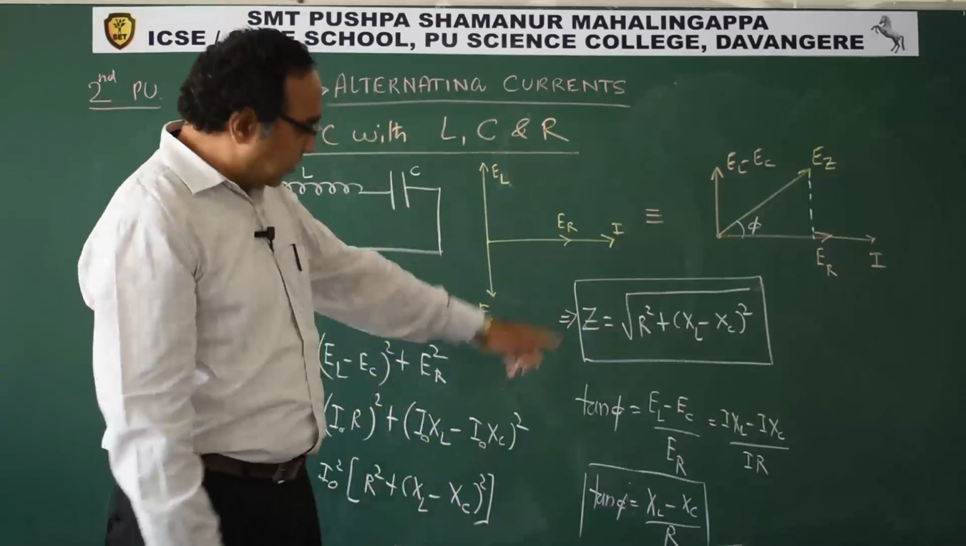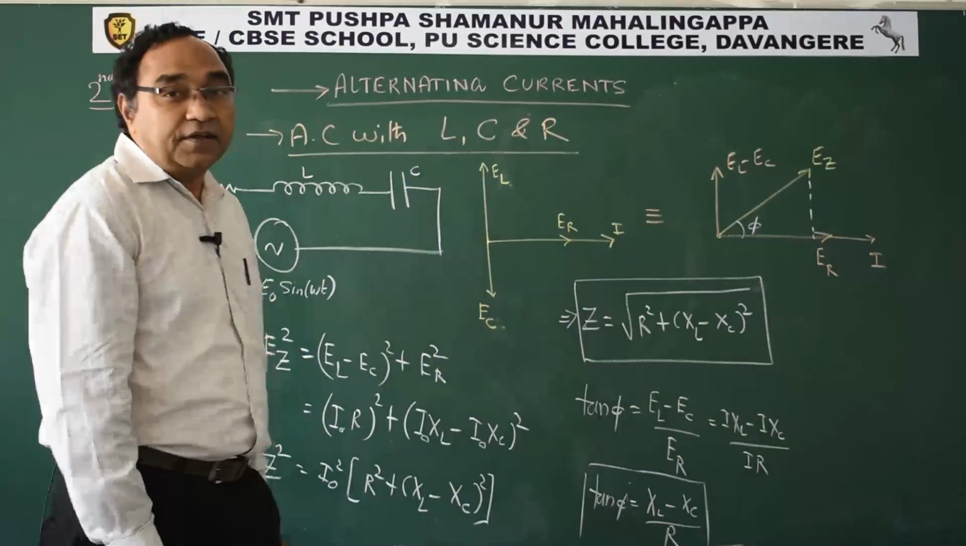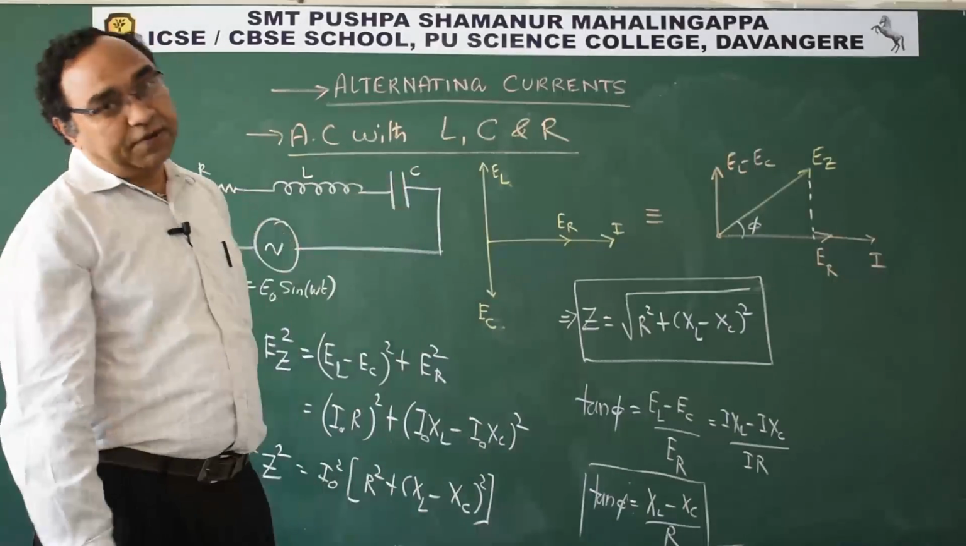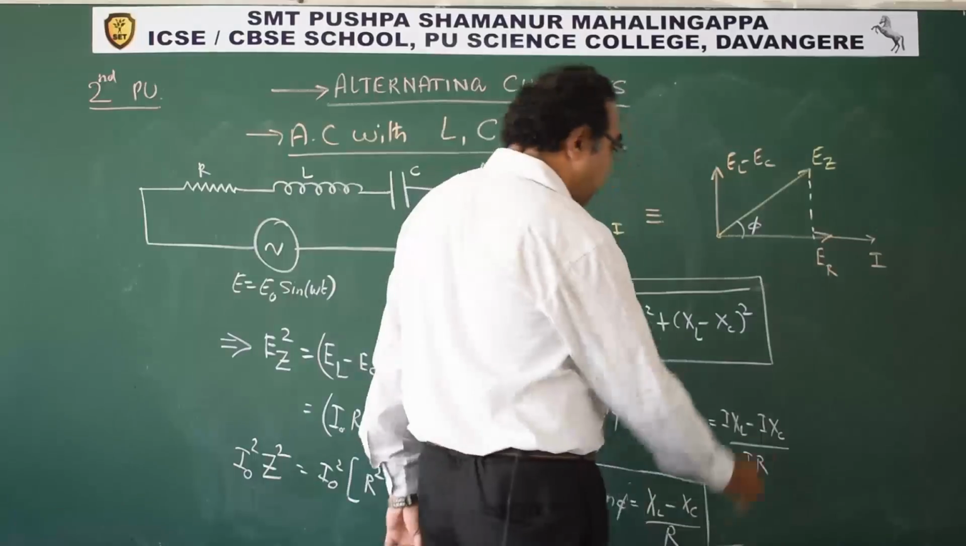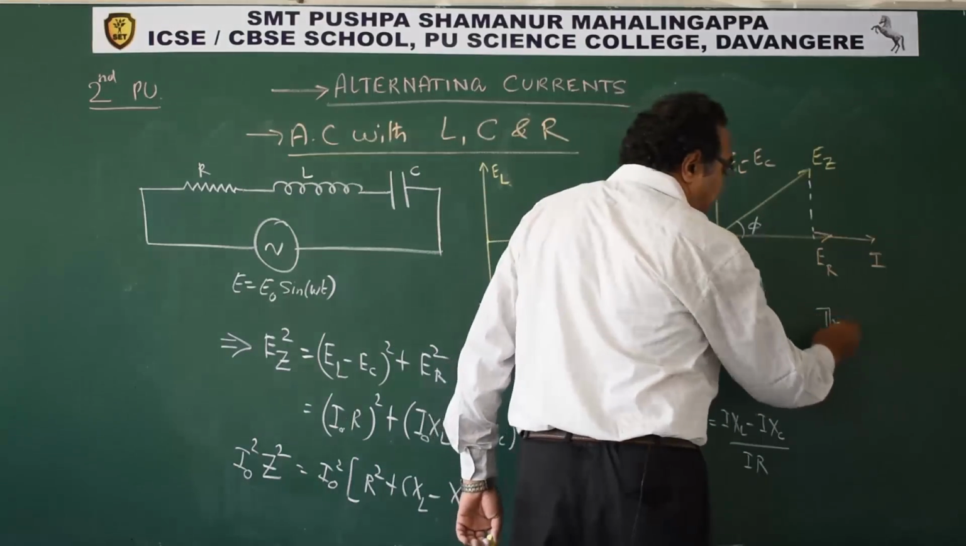See, here we cannot say whether it is lag or lead. Then how will you identify what is happening to the current? Now see how to find the expression for current. So what will be the current? The current equation.